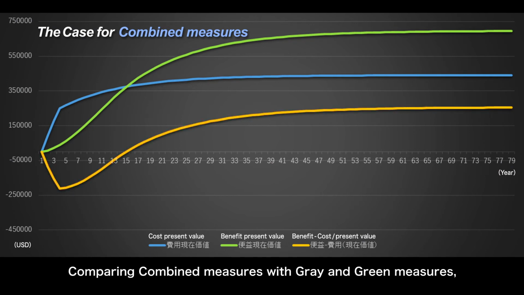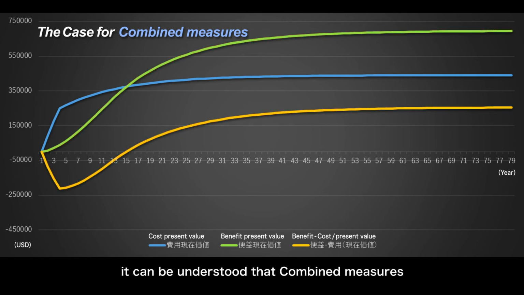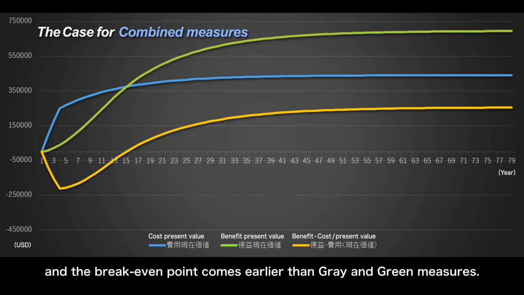Comparing combined measures with gray and green measures, it can be understood that combined measures generate greater benefits than gray measures, and the break-even point comes earlier than gray and green measures.